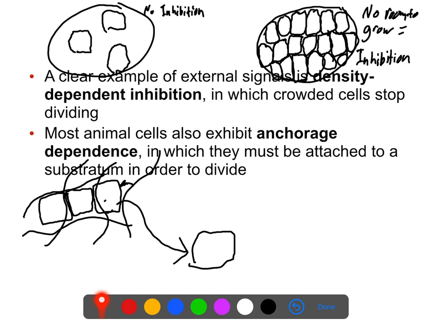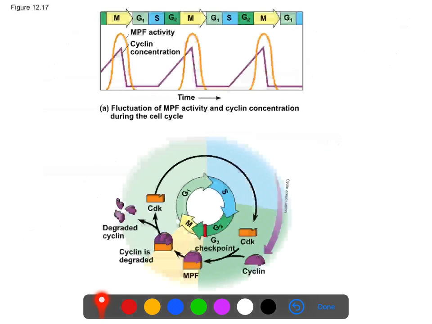So anchorage dependence prevents cancer from spreading because the cells can only grow when they are anchored in the right place. If they fall off and go somewhere else, they can't grow anymore. So in order for a cancer to become malignant and to spread, it has to lose anchorage dependence, right? And both of these are situations where a protein which is responsible for this must be mutated.